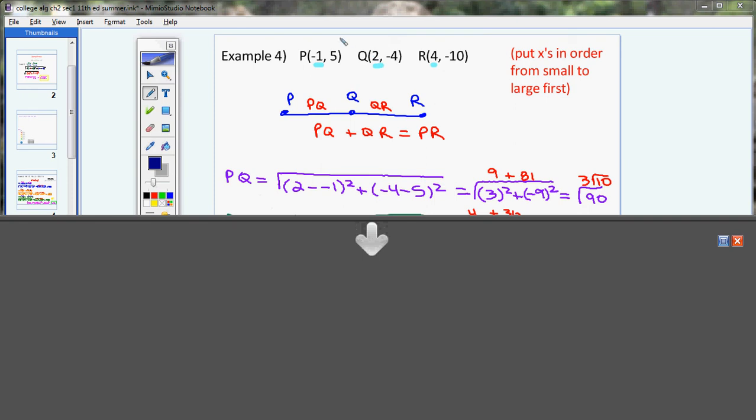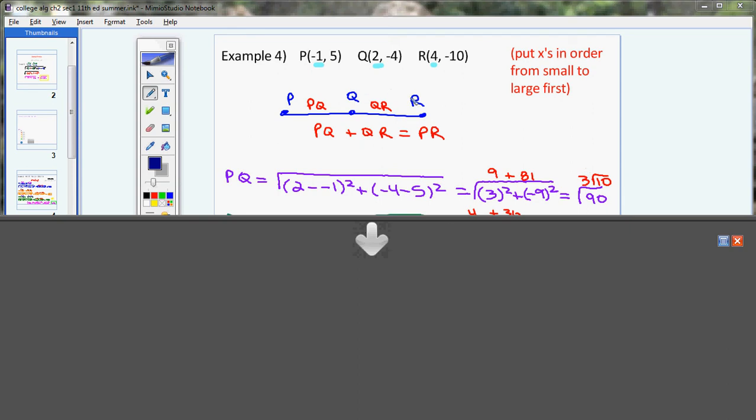So I did 2 minus -1 squared plus -4 minus 5 squared. That gave me 3 squared plus -9 squared, which was 9 plus 81, and that ended up being square root of 90. Now, because it's easier to add if it's reduced, I did reduce. That's 3 square root of 10.